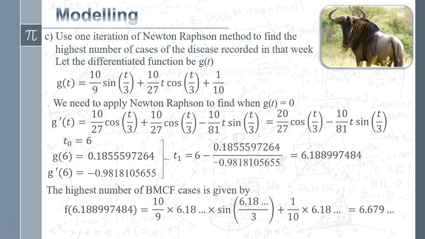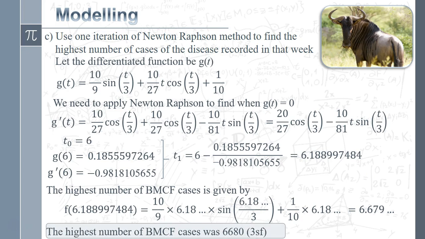And as it turned out, going back to the question, we saw that the number of cases was given in terms of thousands, so we've just got to turn that into thousands, and there we go, it is 6,680 cases at its peak at that particular point in time, given to 3 significant figures. And there you go, there's our modelling problem all done and sorted.